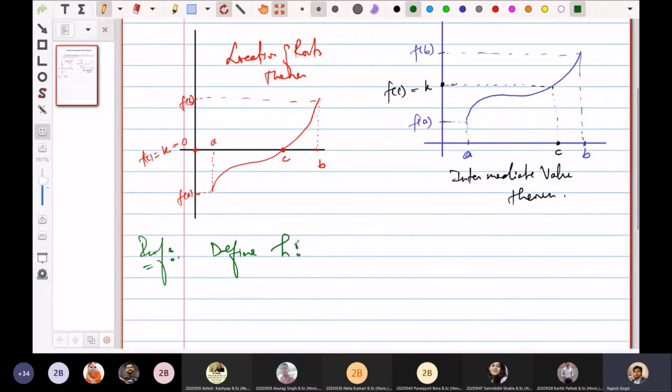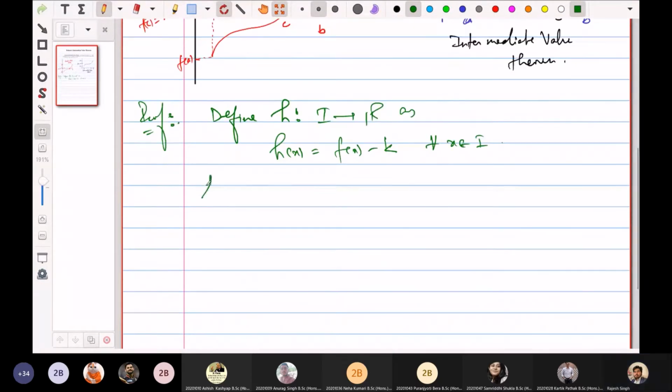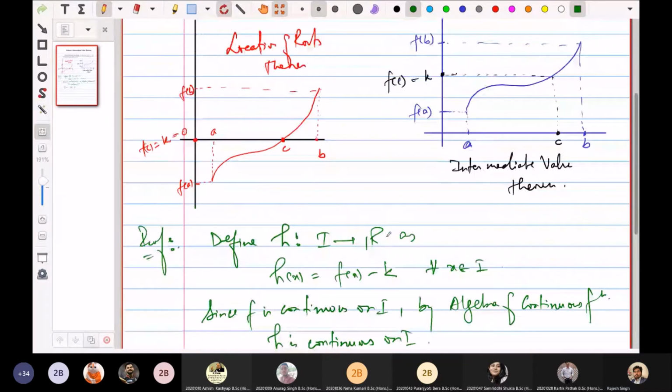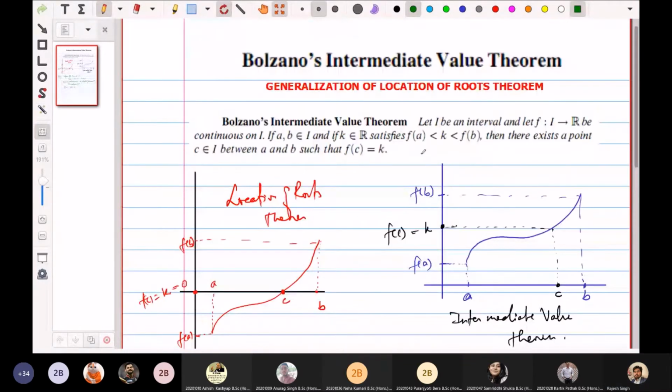So define h from I to R as h(x) equal to f(x) minus k for every x in I. Since f is continuous on I, by the algebra of continuous functions, h is continuous on I. Now what is h(a)? h(a) is equal to f(a) minus k, which is less than 0, right?